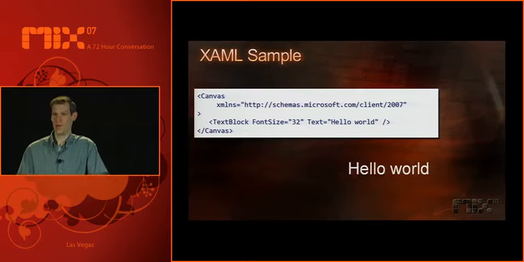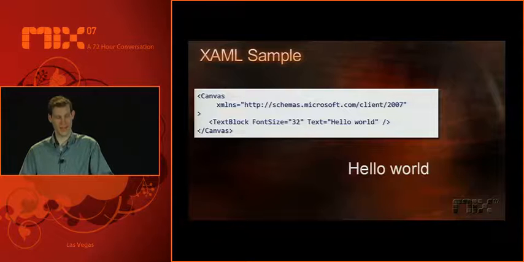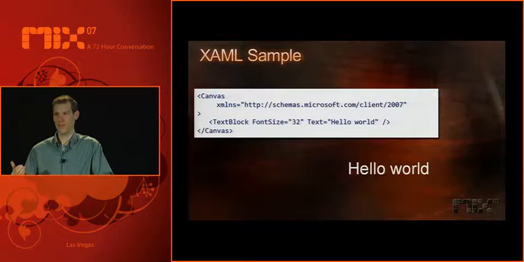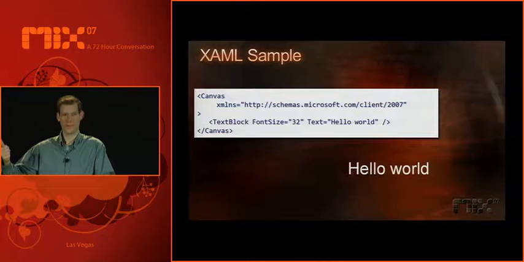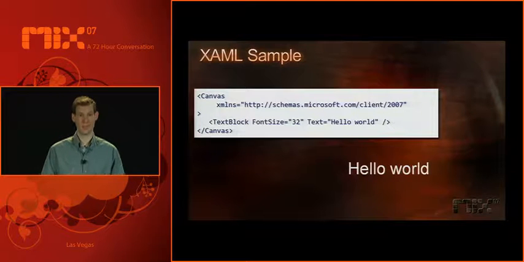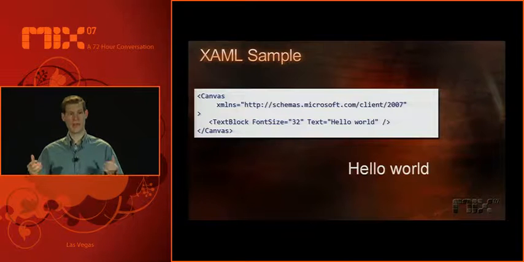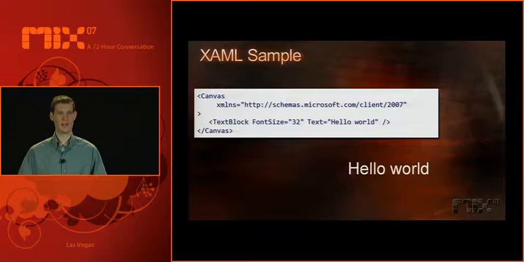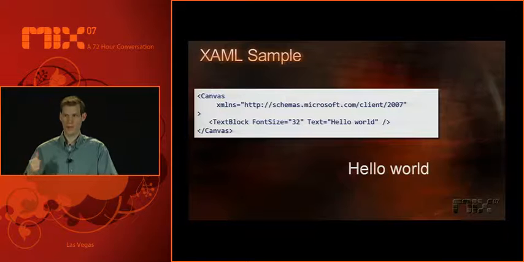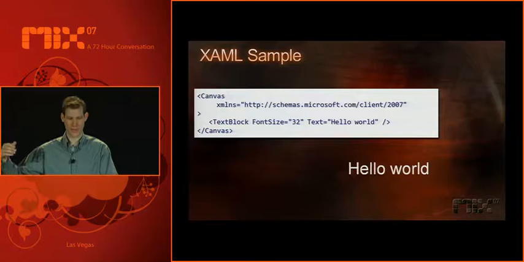All right, so it wouldn't be a conference if we didn't build Hello World on stage here. And this is just the simplest XAML file you can write. It's got a canvas at the root. We're an XML file, so it has to have an XML namespace declaration declaring what schema we're using, declaring that this XML file is following the XAML schema. And it's got a text block in there that does the usual text block stuff. Got font size, has some text.